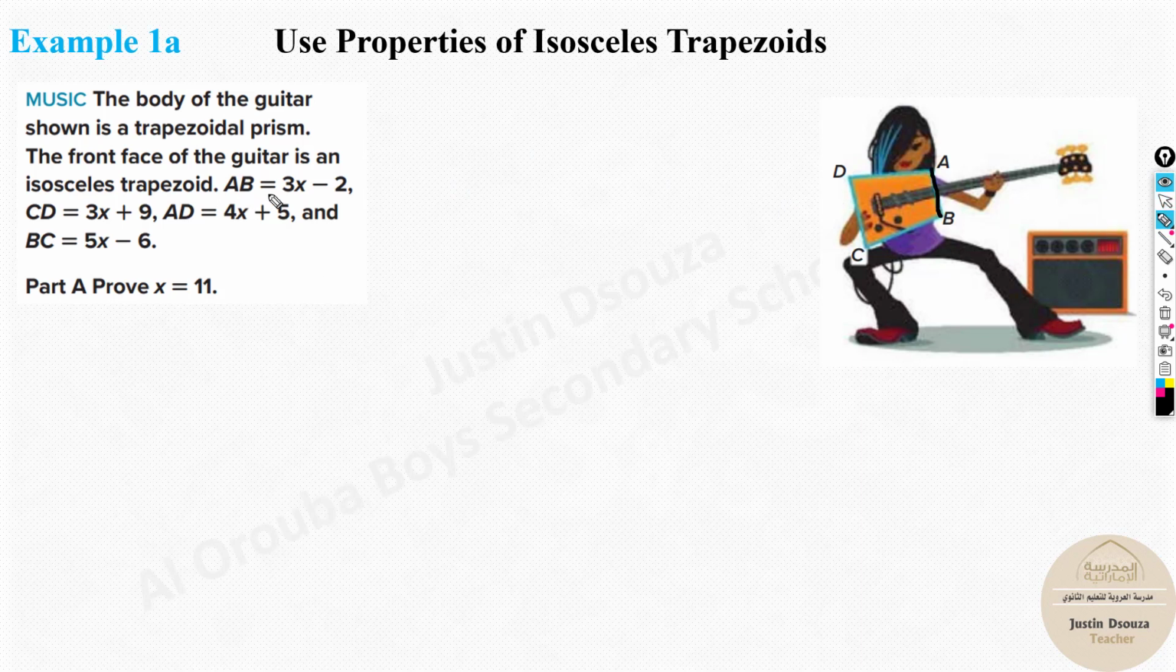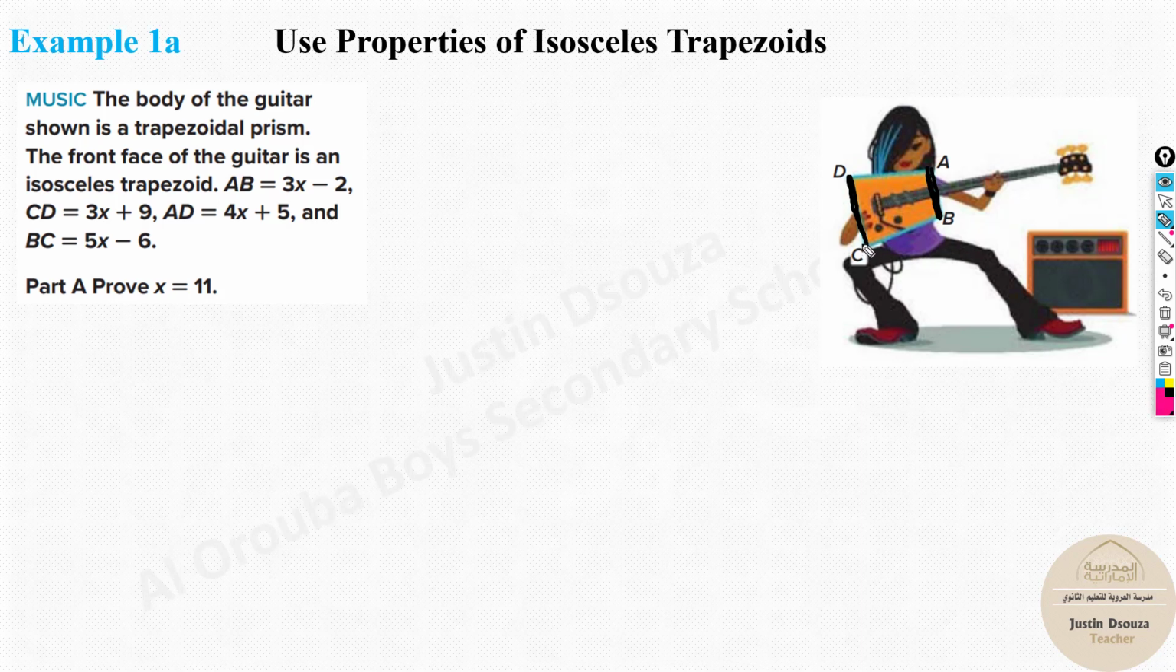AB is given as 3x minus 2. CD is given as 3x plus 9. Now, these both are not equal because they are the base sides. You should understand that these are parallel. Why? The slopes are the same.